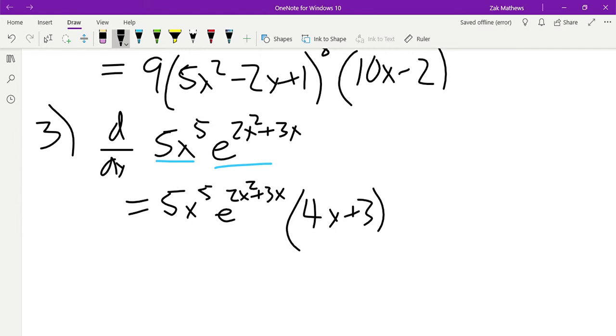Now I'm halfway there. This is the derivative of the second. I left the first. Now I'm going to leave the second, so I'm going to leave the e to the 2x squared plus 3x. I'm going to take the derivative of the first, and the derivative of 5x to the 5th, 25x to the 4th.